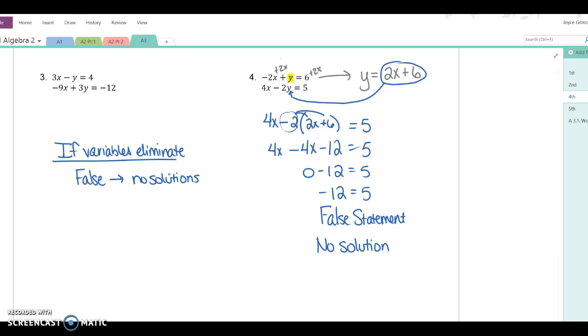There's no solution points. What do you suppose will be the result if you were left with a true statement? Many solutions. That would be they're the same line, basically. So if we had done this problem and we ended up here with negative 12 equals negative 12, yes, negative 12 does equal negative 12. That would mean many solutions.